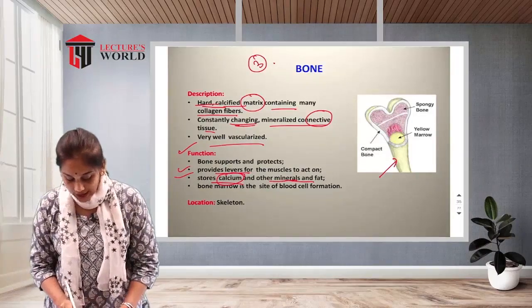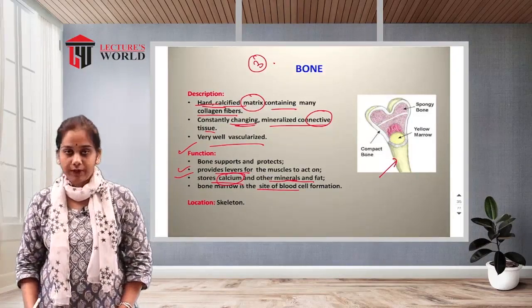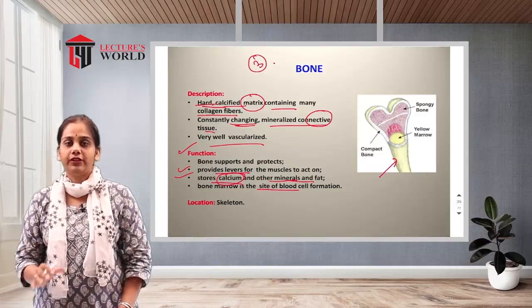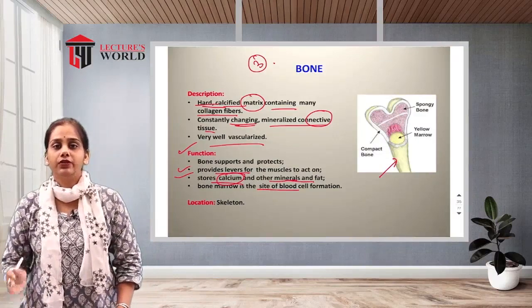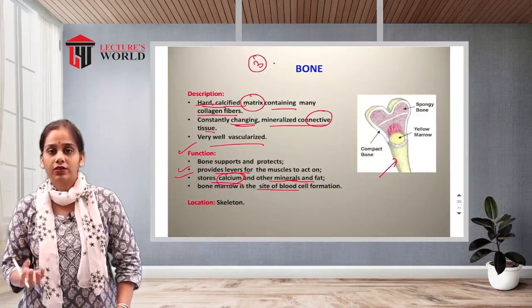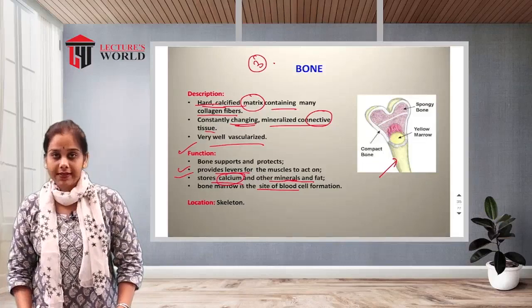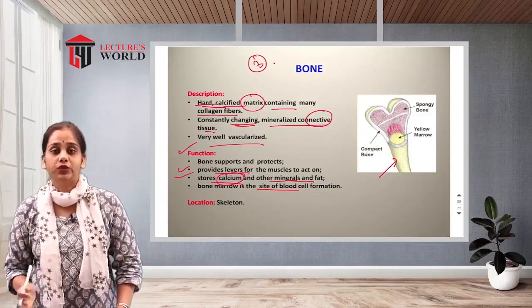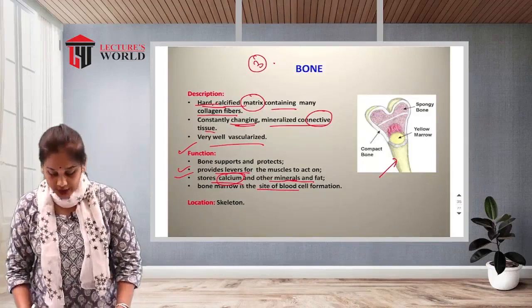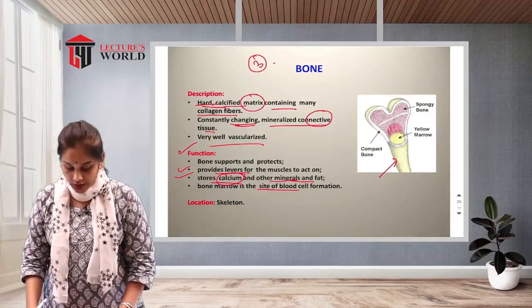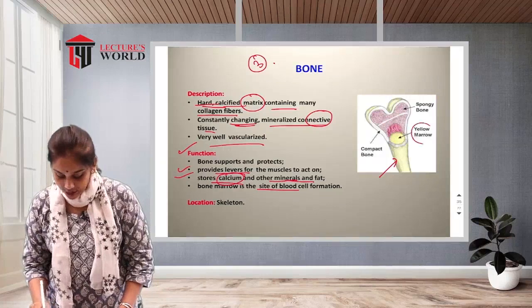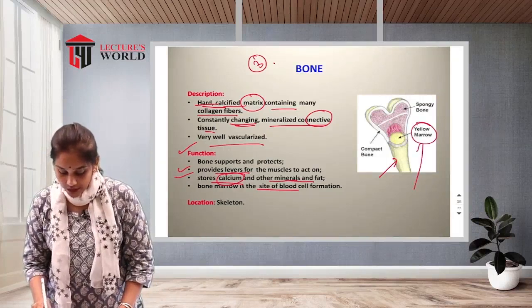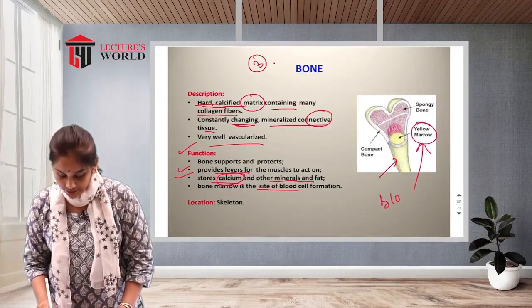Then bone marrow is a site of blood cell formation. It is a most important, vital function of the bone. In the bone marrow there is formation of the blood cells, so it is the site of blood cell formation in our body. From the bone marrow, see, this is a yellow marrow. They form the blood cells.